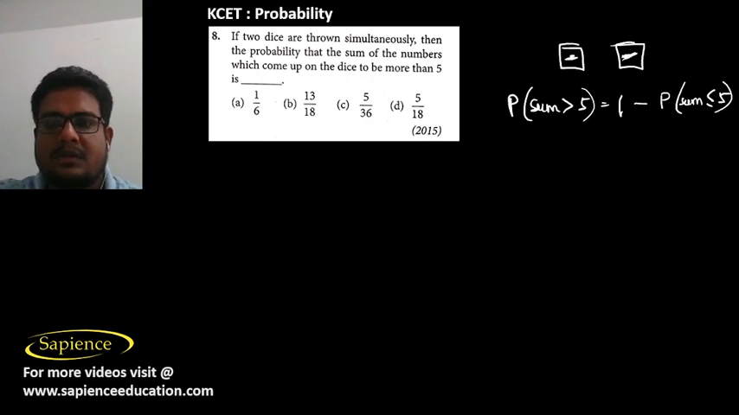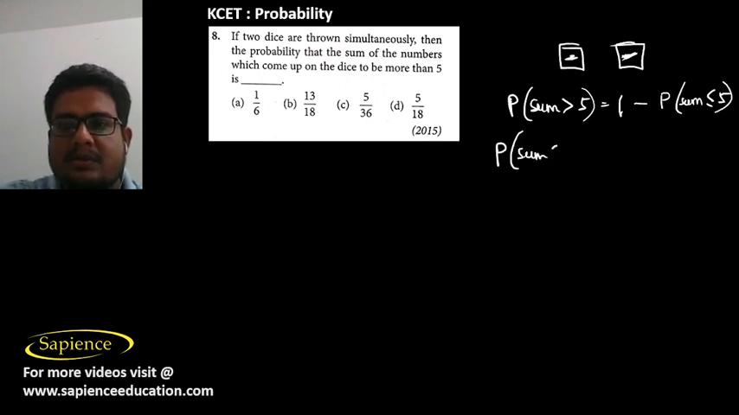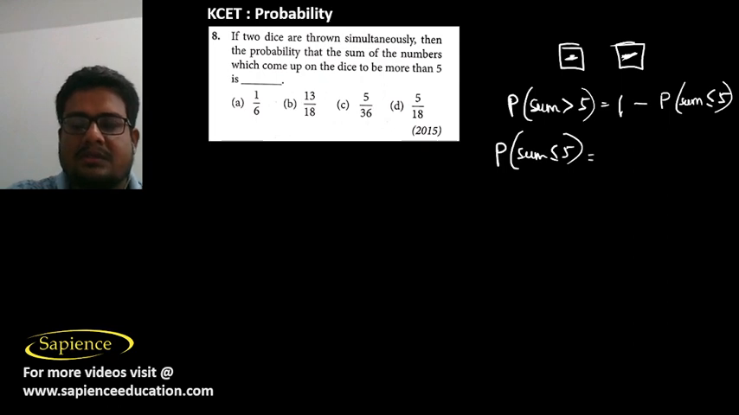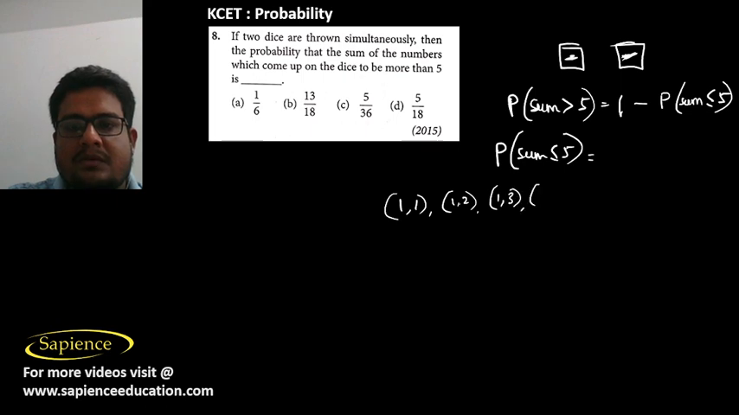So for the probability that the sum is less than or equal to 5, how can we get less than or equal to 5? I can take 1, 1, or 1, 2, or 1, 3, and 1, 4 I can take, 1, 5 I cannot take. And then with 2, I can take 2, 2, 2, 3 I can take, 2, 4 I cannot take.